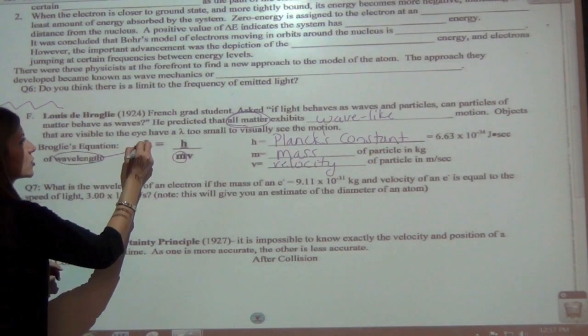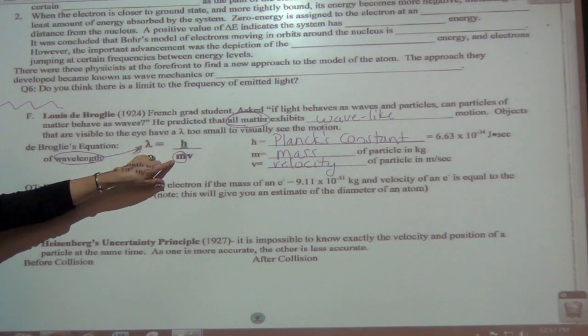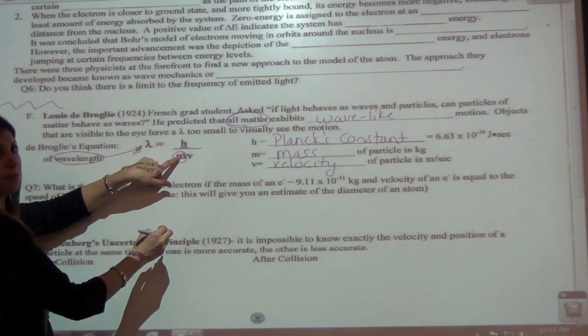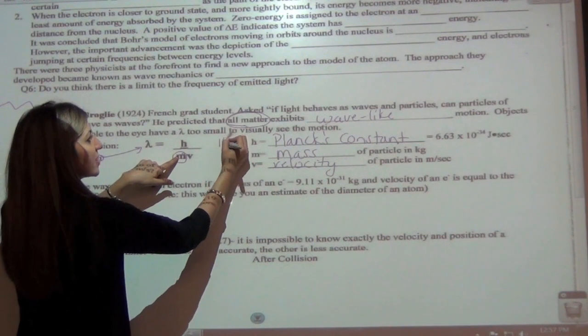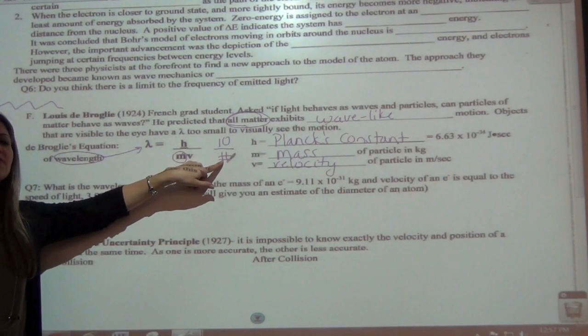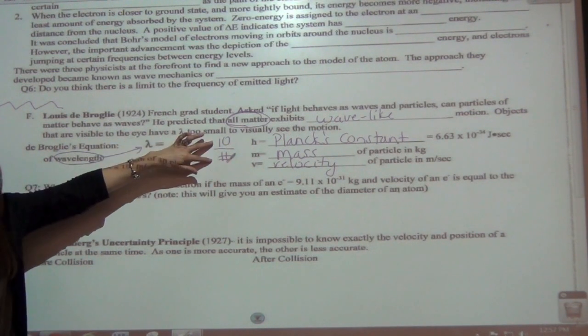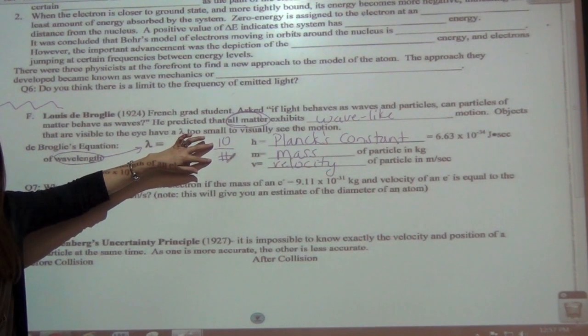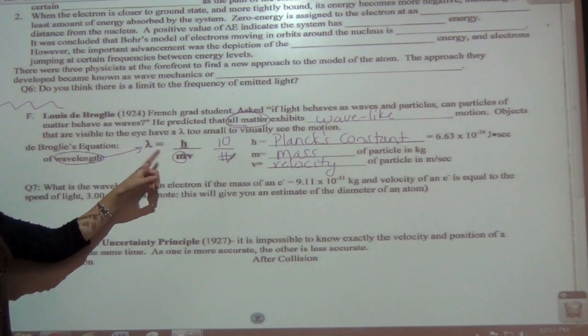So this is wavelength, okay? And then we have h over mv. If this number gets bigger, so let's say your numerator is a 10 and there's some number in the denominator. As this number goes from 2 to 5 to 11 to 25 to 100, what happens to your wavelength? It gets smaller. So the bigger your mass, the smaller the wavelength.